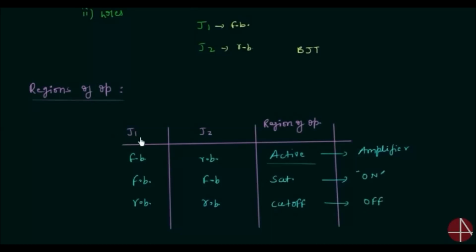And in the last case, junction J1 is reverse biased and junction J2 is forward biased, and in this case the transistor is inverted. It is like we are switching emitter and collector. This mode of operation is rarely used. And in this mode, emitter and collector switch their roles.